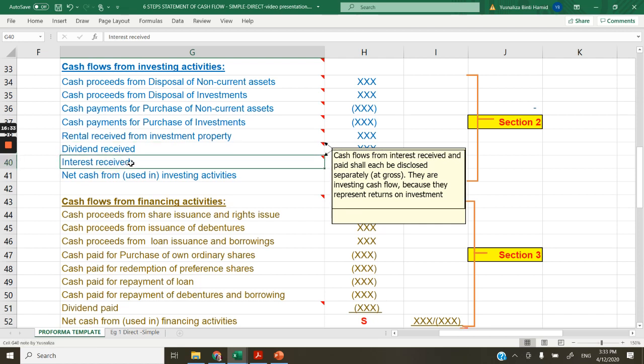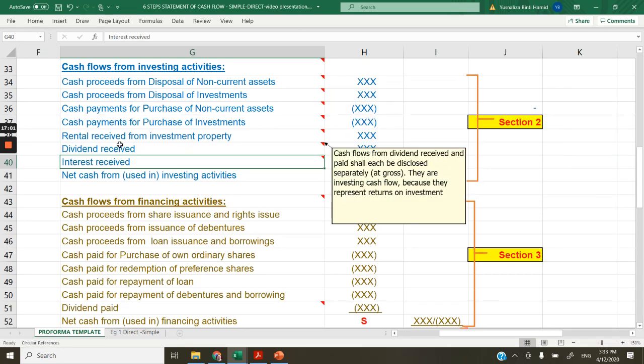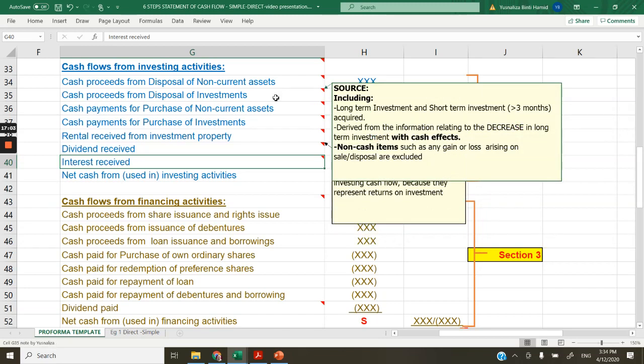Interest received, the same thing. It shall be disclosed separately. You may have interest paid, you may have interest received. You shouldn't show the net effect of those two. You need to show them separately again. And here I put it under investing activities. You may also have some companies disclose that under the operating activities. Those are some of the common items that you may come across.